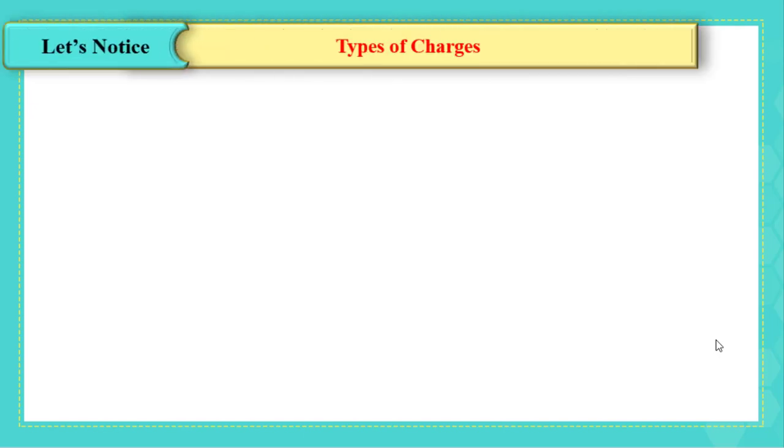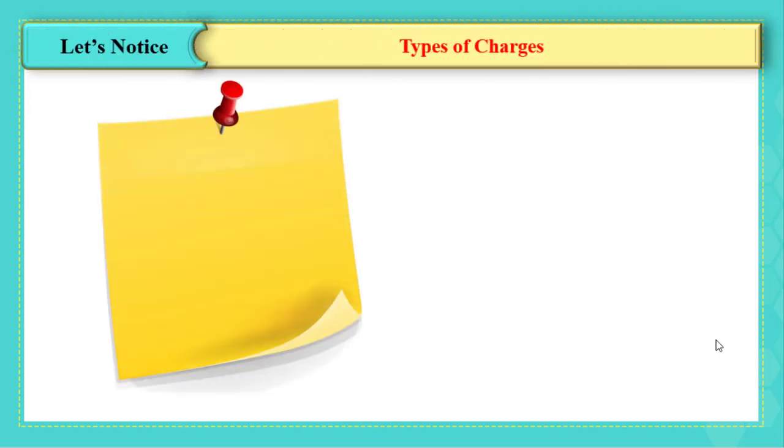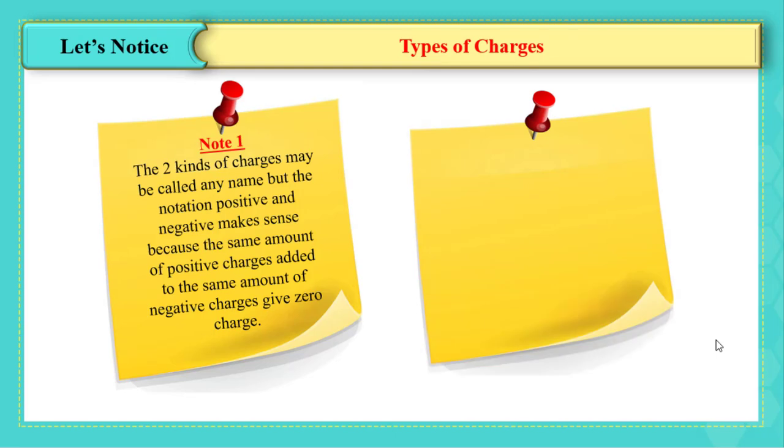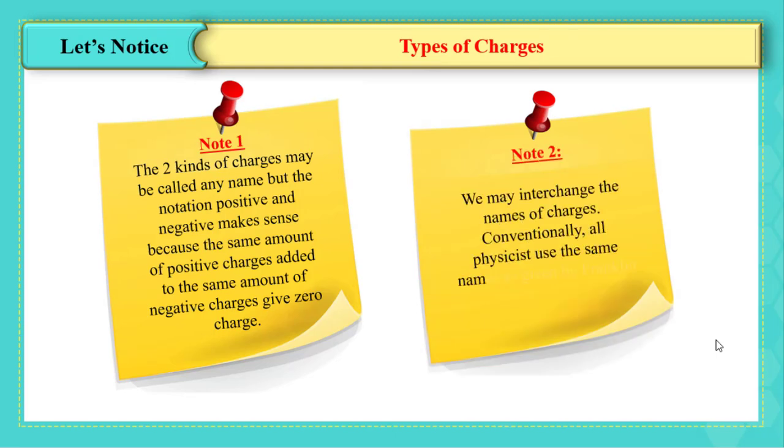Here we should mention two notes. Note 1. The two kinds of charges may be called any name, but the notation positive and negative makes sense because the same amount of positive charges added to the same amount of negative charges will give zero charge. Note 2. We may interchange the names of charges. Conventionally, all physicists use the same names as given by Franklin.